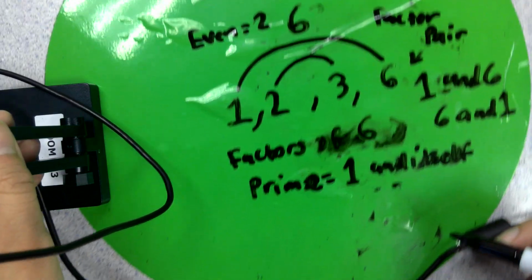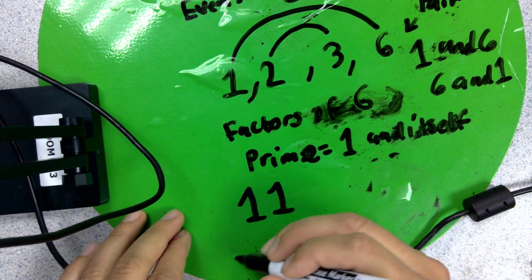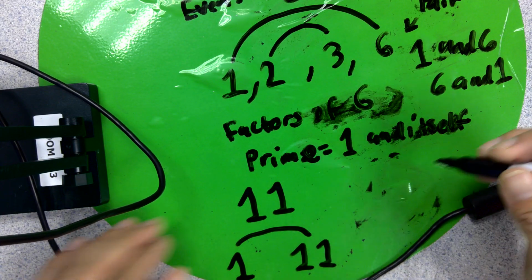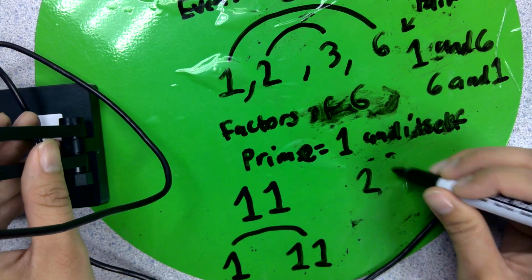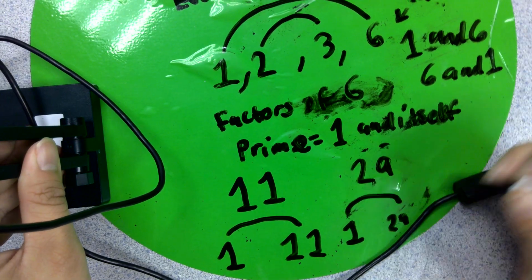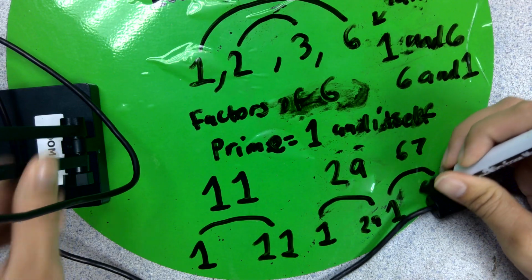What can be a prime number? Well, for example, we have things like 11. 11 only has a factor pair of 1 and itself. We have numbers like 29, because that has 1 and itself. And even numbers like 67 have a factor pair of just 1 and itself.